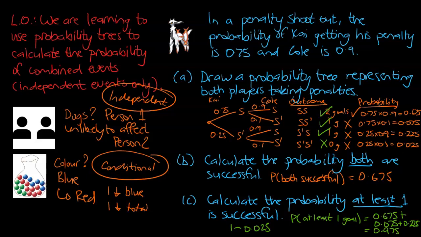So guys, hopefully you learned a bit from this video. We looked at independent events versus conditional events. Those are really important. All the ones we're going to do in today's questions relate to independent events. And we also looked at this fictitious penalty shootout scenario involving Kai and Cole. We drew a tree and we found out some probabilities.